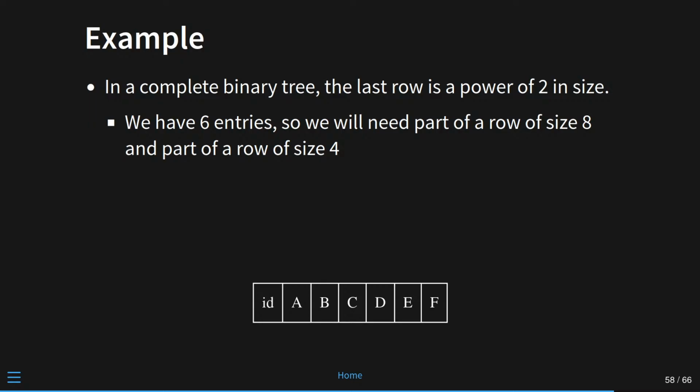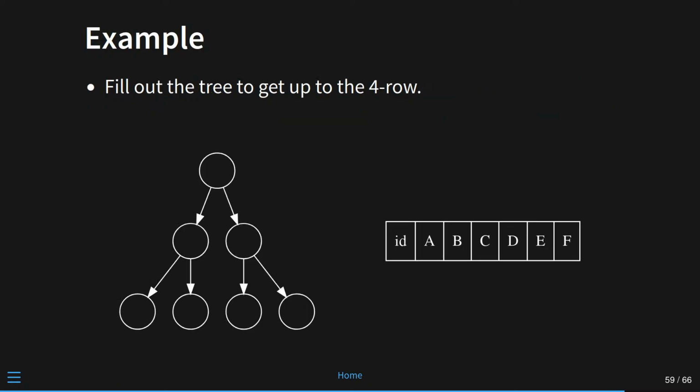So what we're going to do is take our 6 entries, and recognize that the sizes of the last row of a tree are always some power of 2. And 6 is not some power of 2, so we're going to need part of a row of size 8 and part of a row of size 4 in order to make this work. How are we going to do that? Well, let's just sketch out the row of size 4. We need additional things on here.